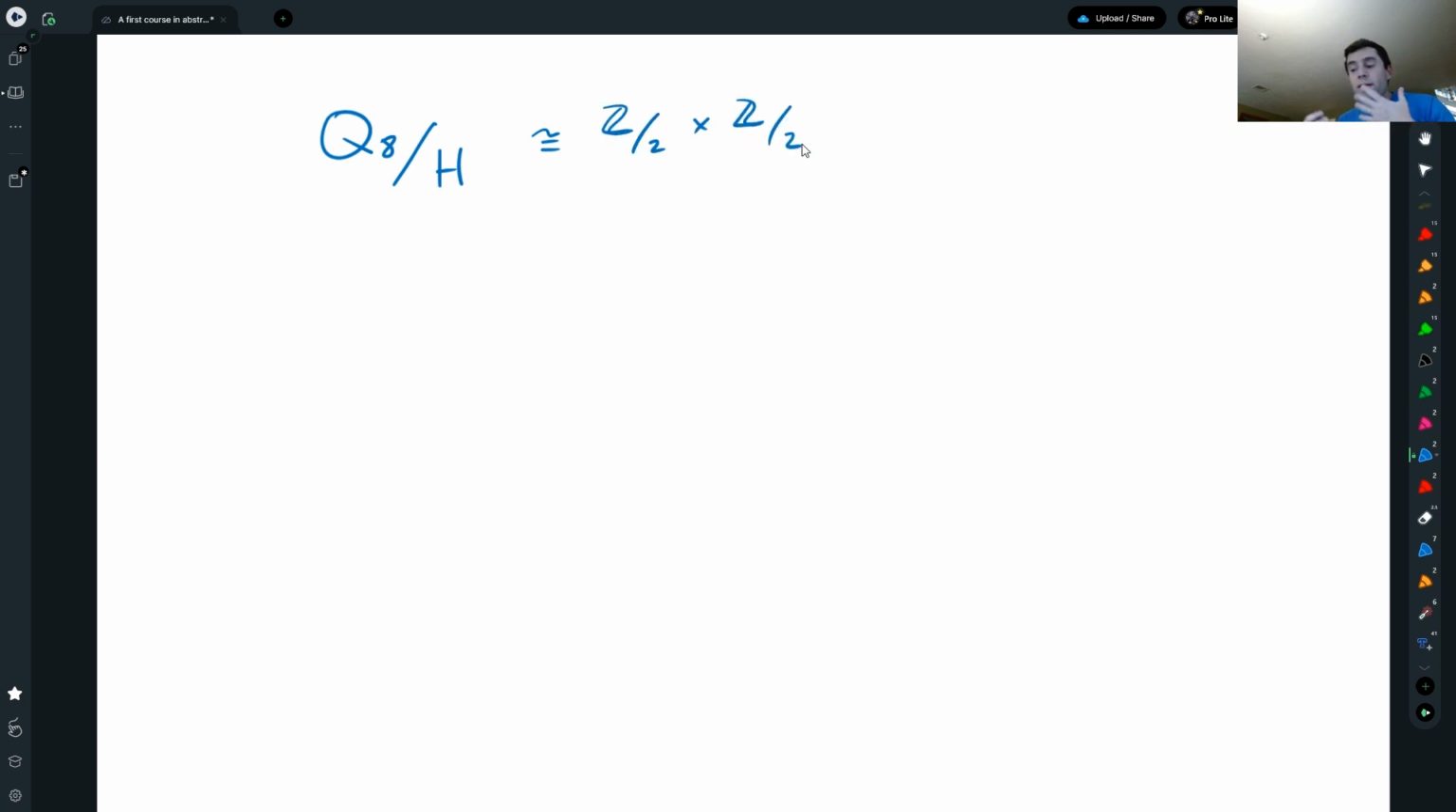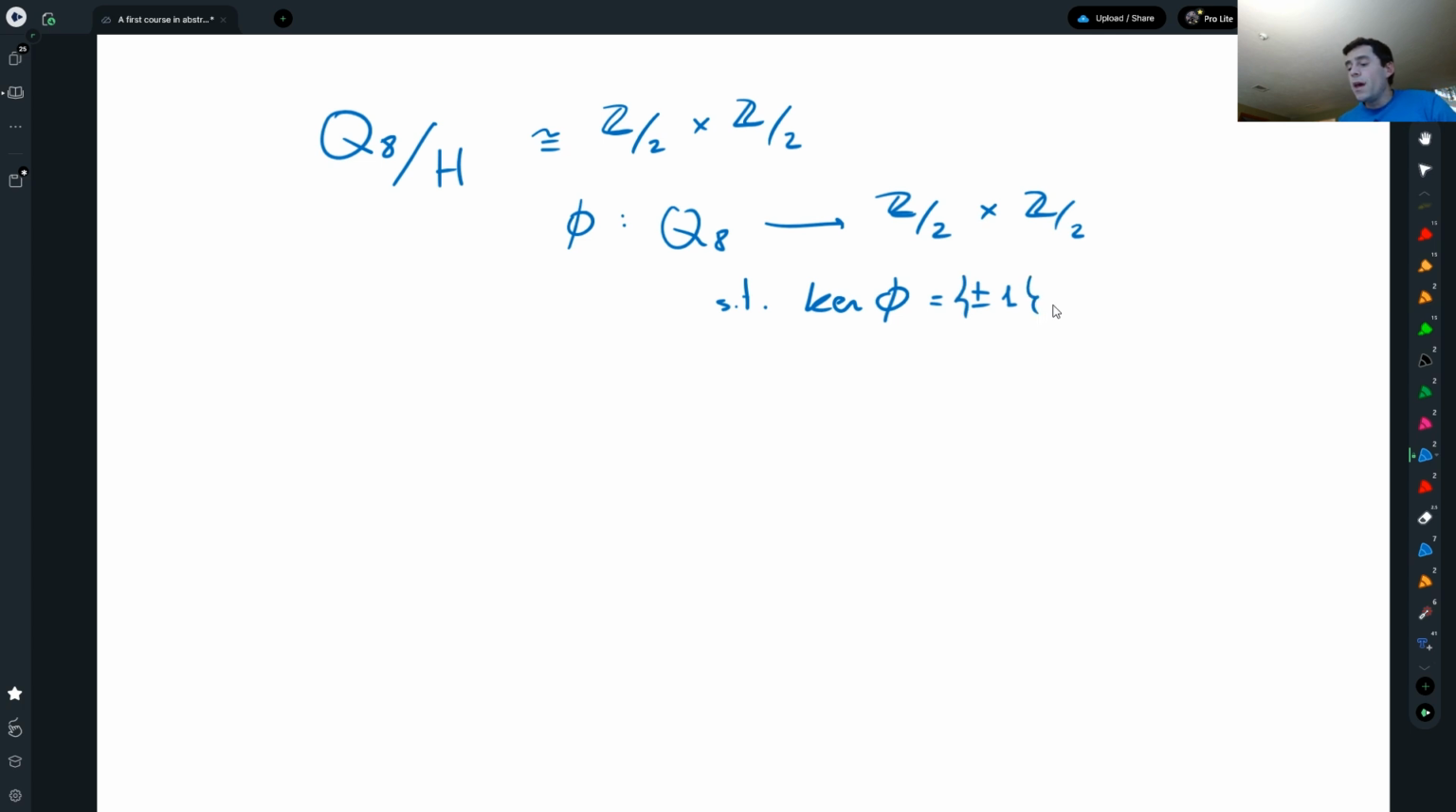And we've constructed that isomorphism just from looking at this group and identifying that it had that structure. But you could think maybe there is some map from Q8 to Z modulo 2 cross Z modulo 2, say phi, such that the kernel of phi is precisely plus or minus 1. And you could think that maybe, if minus 1 is going to be in the kernel, it's squaring. So is that a homomorphism, and is plus or minus 1 the kernel?